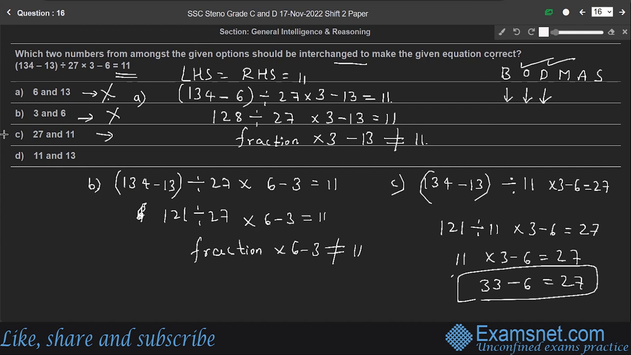Therefore, if we interchange 27 and 11, the given equation will get satisfied. That means LHS will be equal to RHS. Therefore, option C is the right answer.